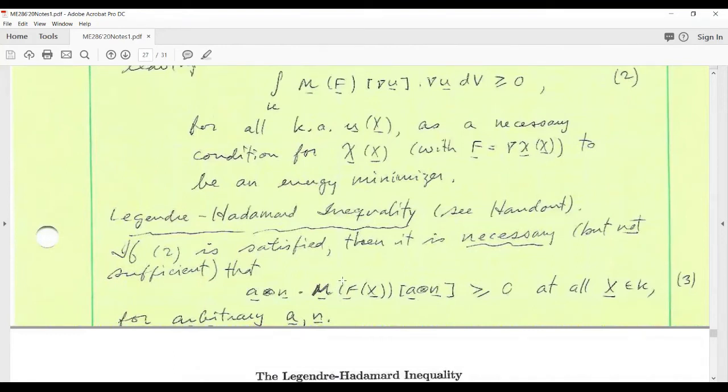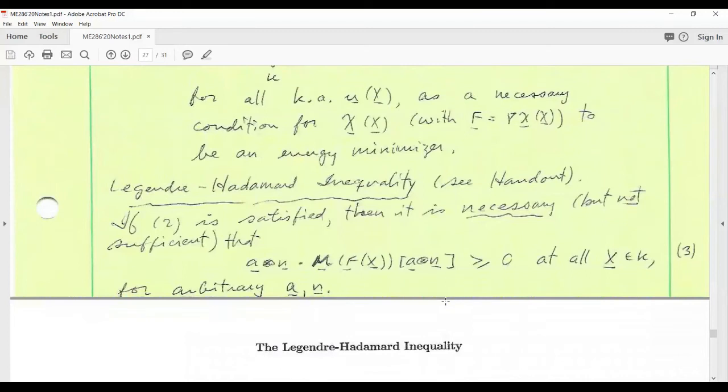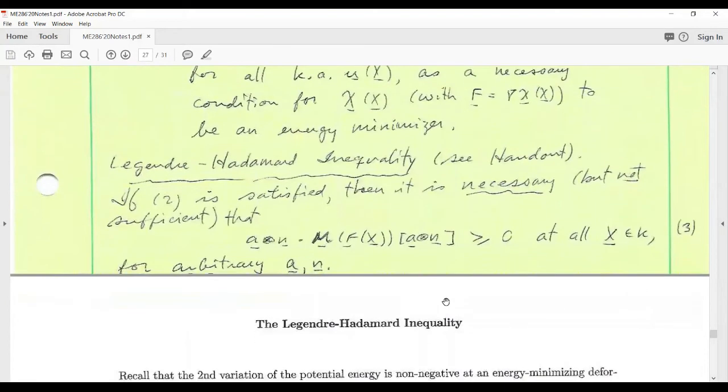So it's not at all obvious that this should be the case, right? Again, the significance here is this integral inequality implies this local pointwise inequality that has to be true at every point in the body, where A and N are arbitrary vectors. That's called the Legendre-Hadamard inequality. And it has important implications for elasticity.